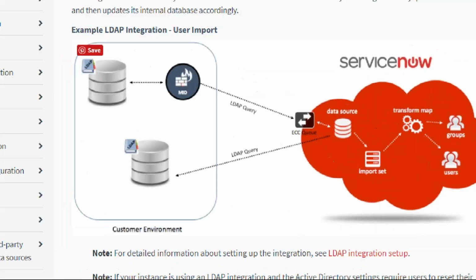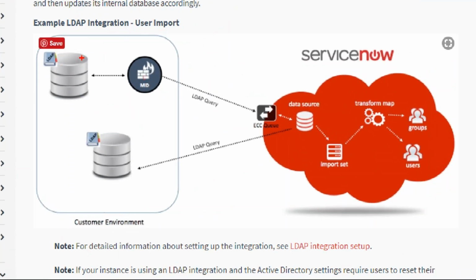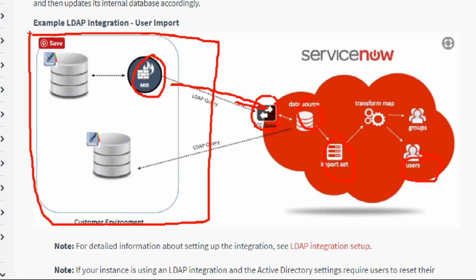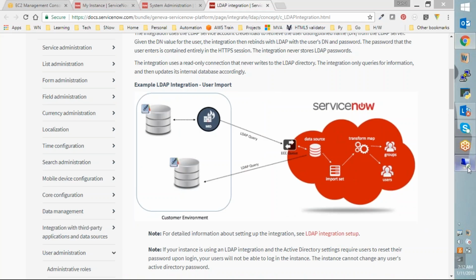And this diagram explains what we are talking about. Your database here, there is a MID server in place, and there's an LDAP query being made by ECCQ. Here are your ServiceNow data source, import set, transformation map. When transformation is done, the data is pushed to the groups table and the users table. This is the LDAP query that you are making, and this is your customer environment, outside the ServiceNow environment. Consider this AWS server that I have as the customer environment according to this diagram.